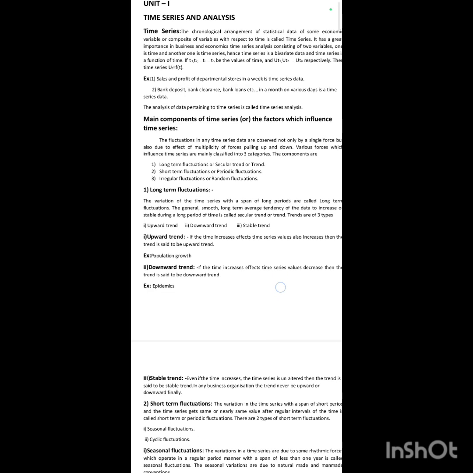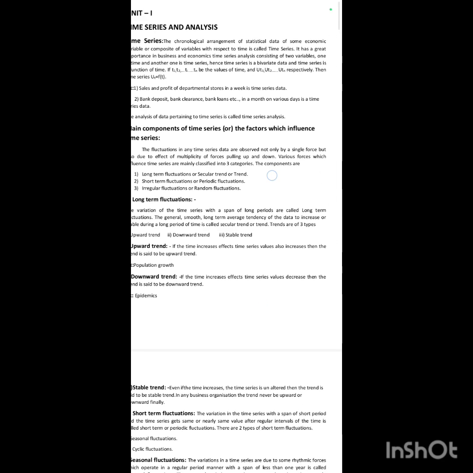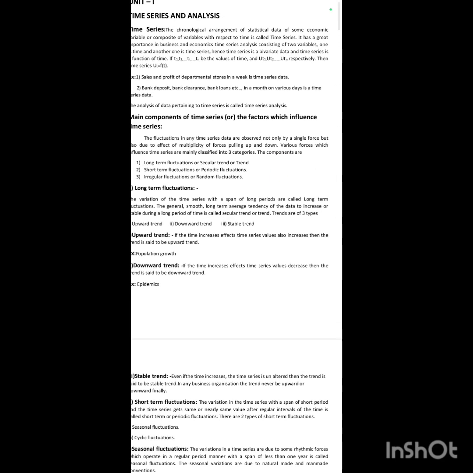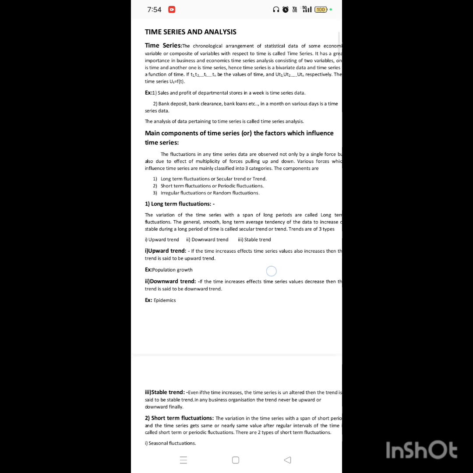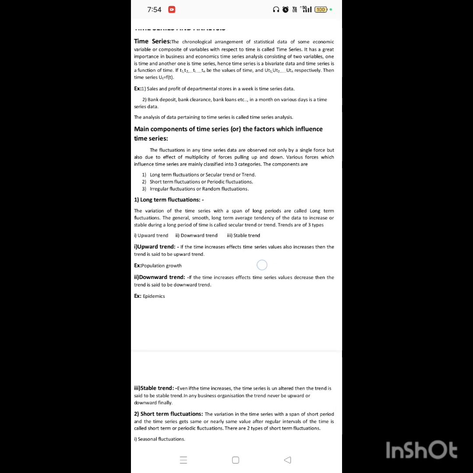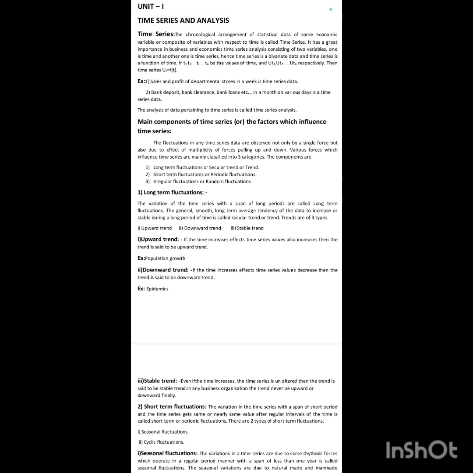Today we are going to learn about time series analysis, which is very useful for B.Com and B.Sc people. Any statistical data in chronological arrangement is known as a time series. So any data with respect to time is also called time series data. The composite of variables with respect to time is called time series.